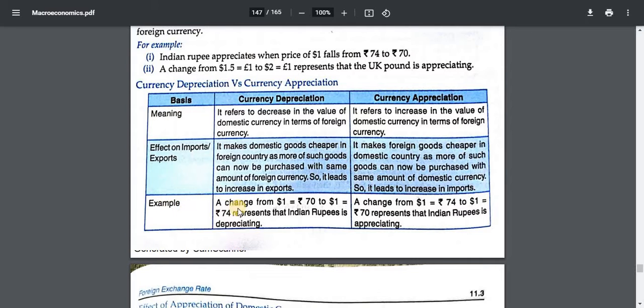Example: a change from $1 equals rupees 70 to $1 equals rupees 74 represents that Indian rupee is depreciating. A change from $1 equals rupees 74 to $1 equals rupees 70 represents that Indian rupee is appreciating.